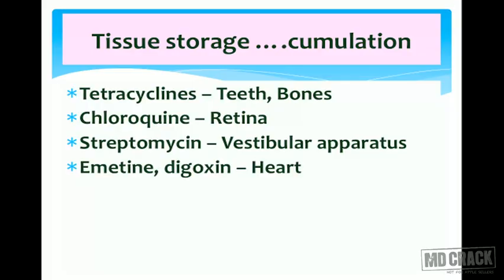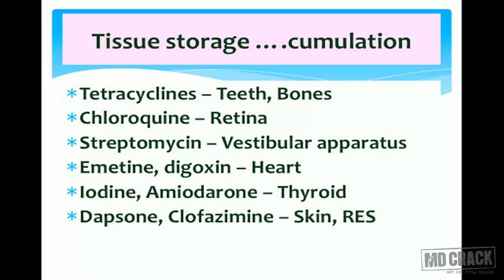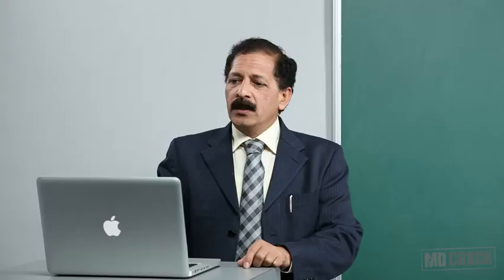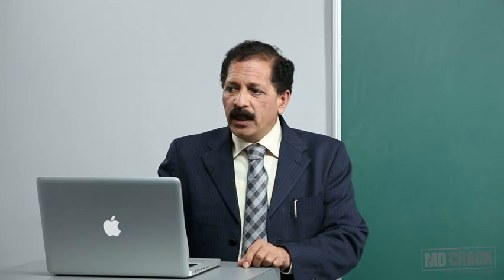So tetracyclines in teeth and bones, chloroquine in the retina, streptomycin in the vestibular apparatus, and emetine and digoxin in the heart, amiodarone in the thyroid, and dapsone and clofazimine in the skin and reticuloendothelial systems is going to be the accumulation of the drug in the various sites, which you call as tissue storage.